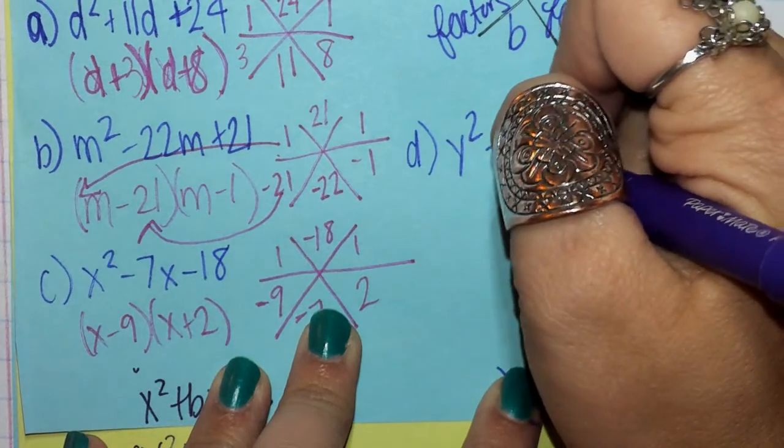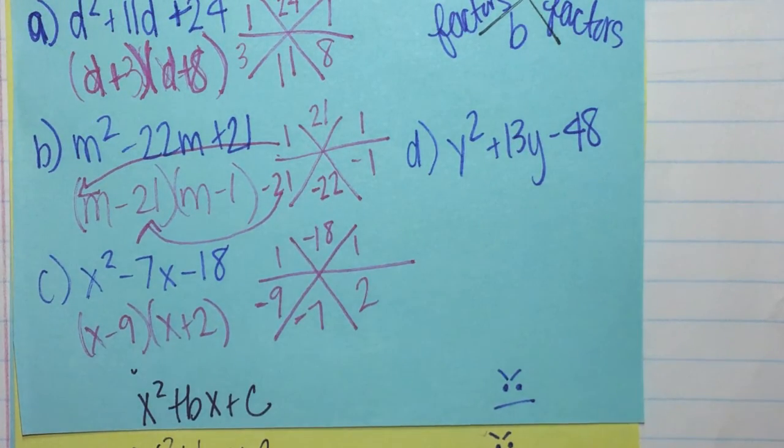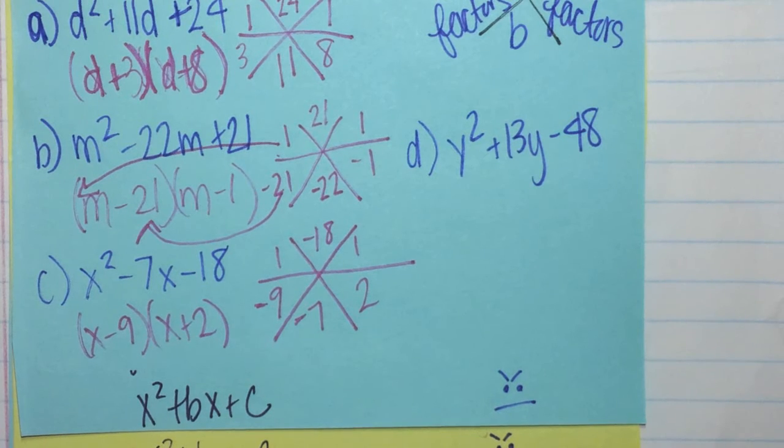Y squared plus 13y minus 48. I want you to do this one without me. And then I'm going to pass out your worksheet for your homework.